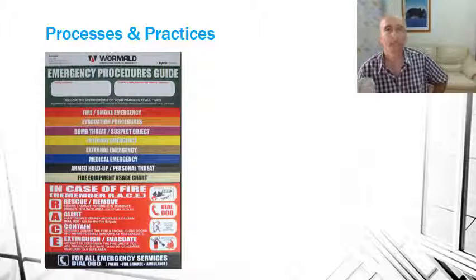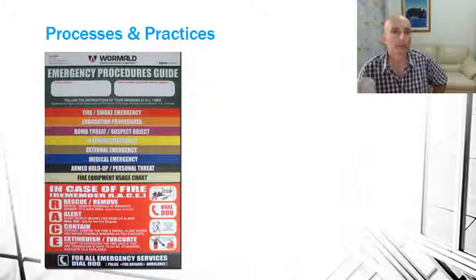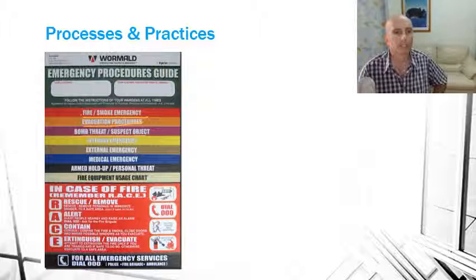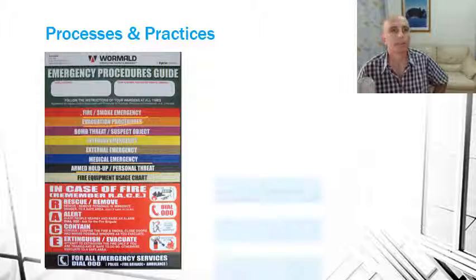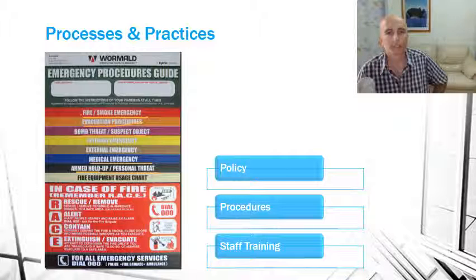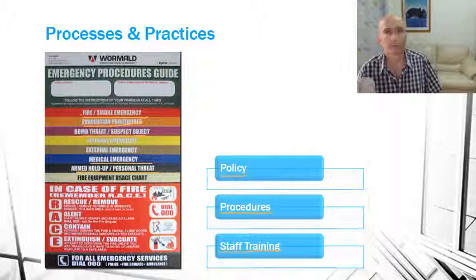Processes and practices within any hospitality establishment are so very, very important. You'll see here that I have some examples of emergency procedures. We've got fire, evacuation, bomb threats, a medical emergency, armed hold-up or a personal threat. So when you're actually looking at that, we're looking at policies within the establishment, the procedures, and the procedures are no good if there is no staff training and people don't know about them or practice them. So these are the three keys to actually making sure our processes and practices are good for WHS.